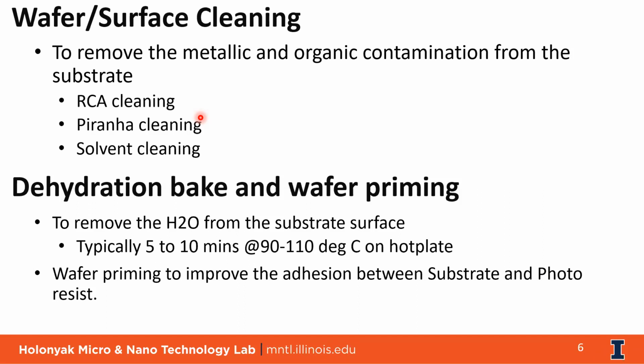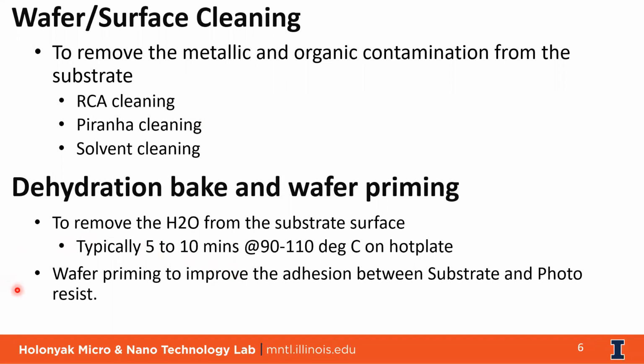The next one is called a dehydration bake. Why do we need a dehydration bake? At the end of any cleaning process, we clean the wafer with DI water. Though we dry it with nitrogen, there is a chance of having moisture on the substrate. In order to remove that moisture, we do the dehydration bake. Typically, it is done on a hot plate at 90 to 110 degrees Celsius for about 5 to 10 minutes. During this time, any water residue on the surface will evaporate.